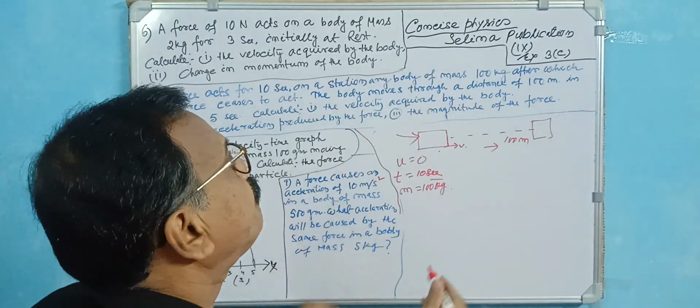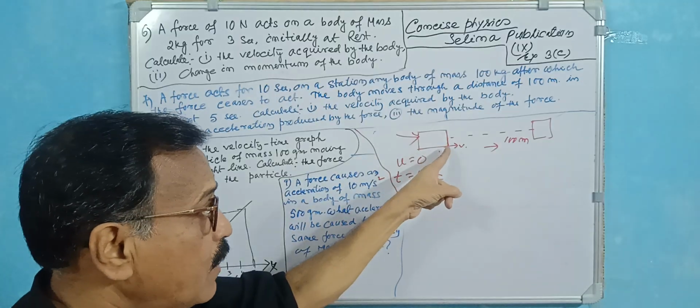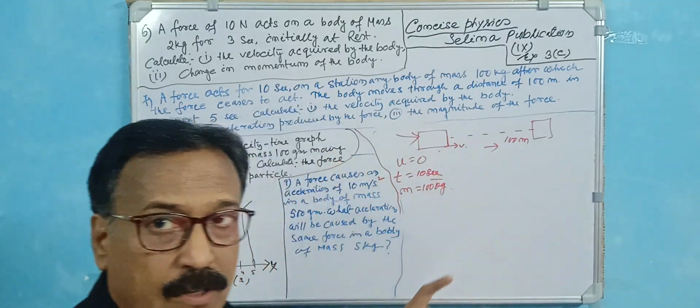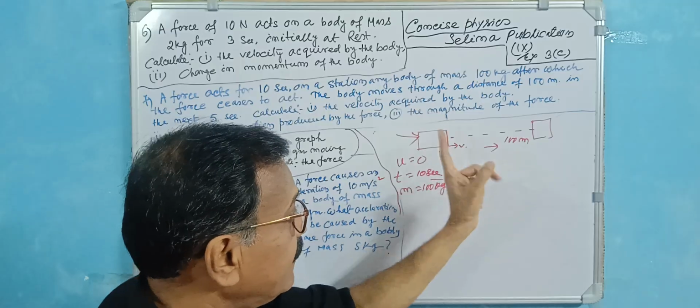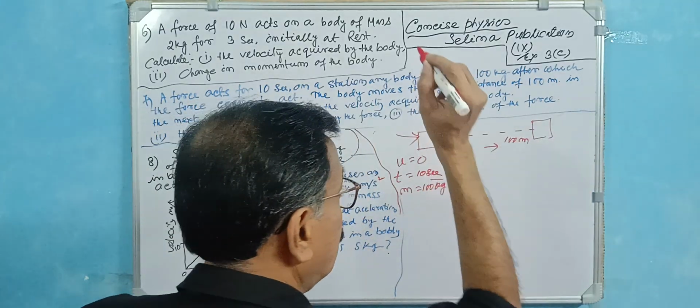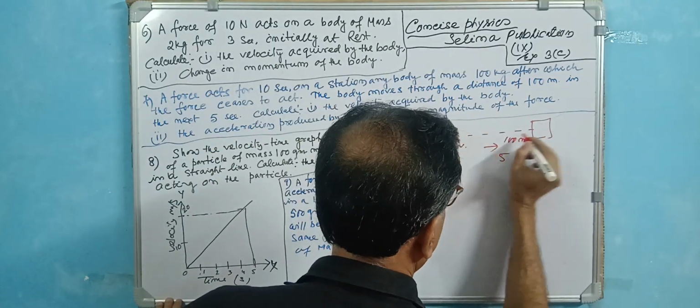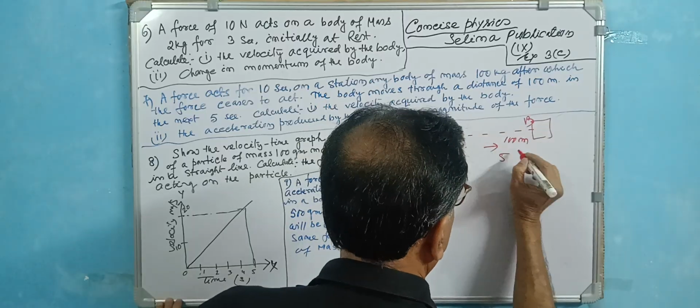Now the force has ceased, so the body has acquired a certain velocity, and then it moves. In that place there is no acceleration. That is the very important thing. Here the acceleration is developed. Distance in the next 5 seconds, in this duration, suppose this is A to B. This is 5 seconds.